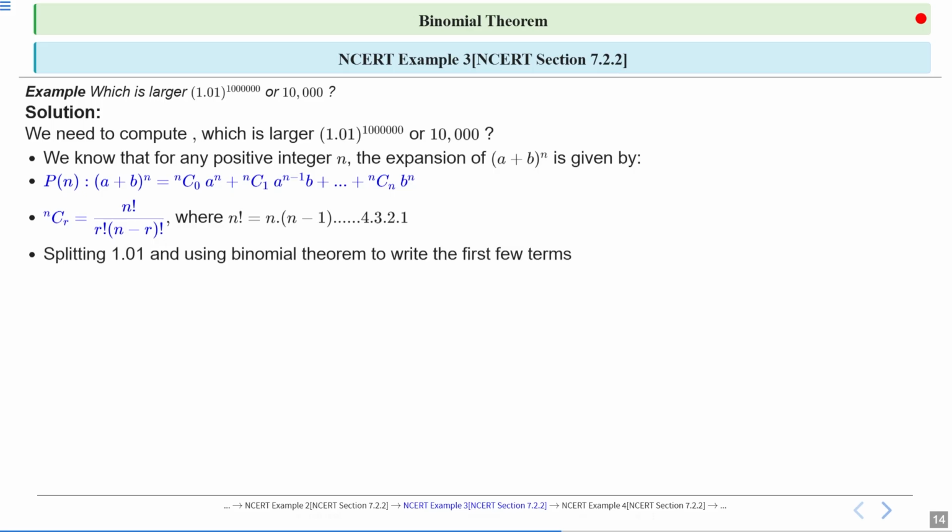Now splitting 1.01 and using the binomial theorem to write the first few terms. So first, splitting 1.01 as 1 plus 0.01.